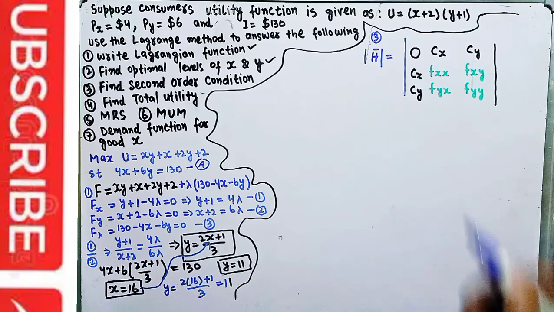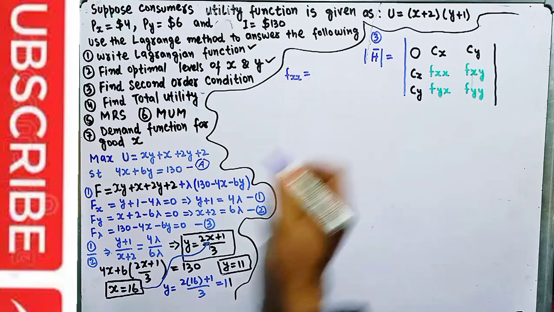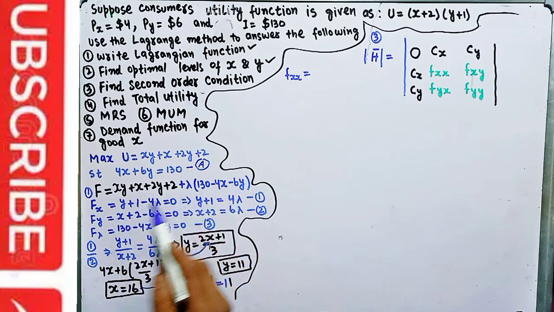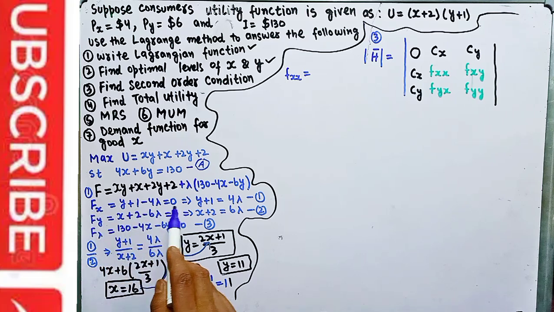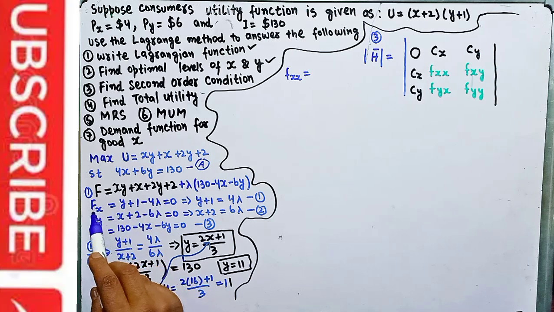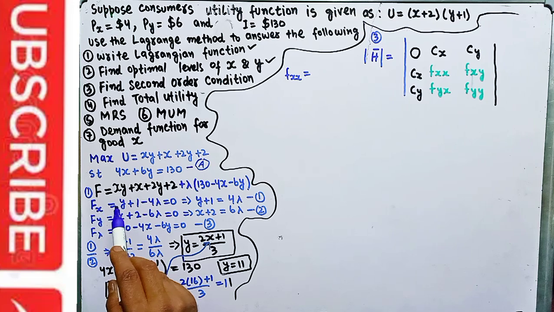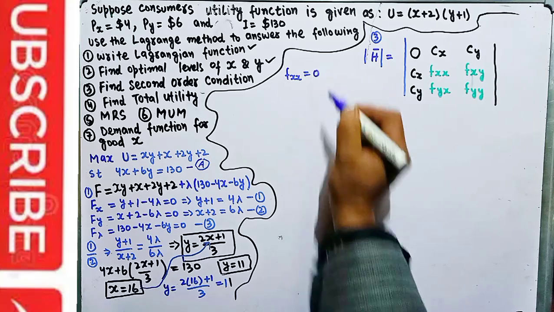Let me show what exactly is meant by f subscript xx. Fxx means the second order partial derivative of the Lagrangian function with respect to x. This is the first derivative; the second derivative means we differentiate the first derivative with respect to x again. So f subscript x is y plus 1 minus 4 lambda. For fxx, we partially differentiate with respect to x, and since no x is involved here, fxx is equal to 0.